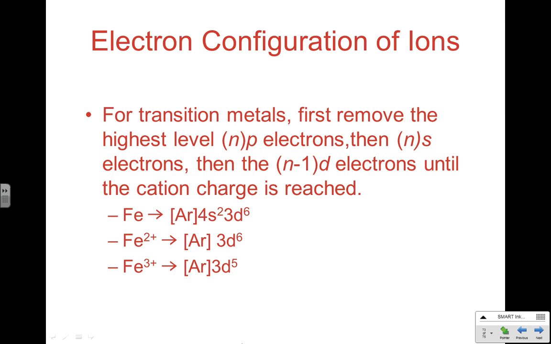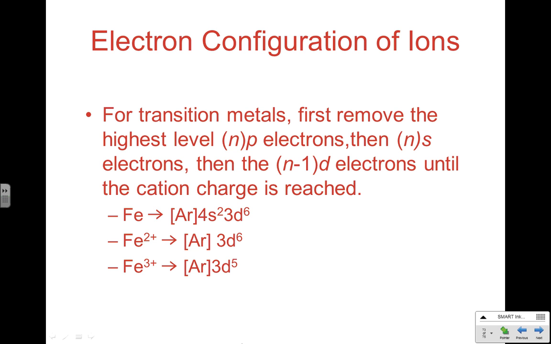Now for transition metals, you first remove the highest p electrons and then the highest s electrons, and then you'd finally be pulling from the d's. Because transition metals can be multivalent, they can be stable in multiple charge states, so they're a little bit different. So when you look at something like iron, which is 4s2 3d6, when we remove 2 electrons to make Fe2+, we remove the 4s electrons, and we end up with argon 3d6.